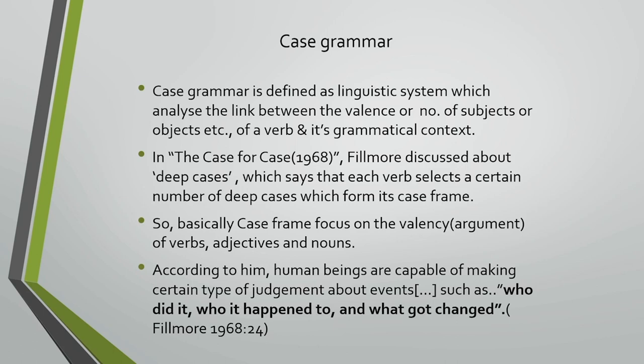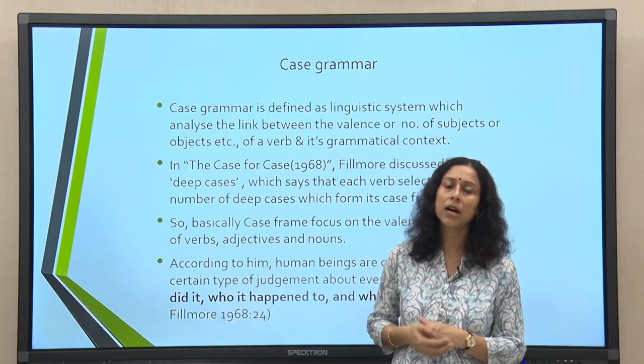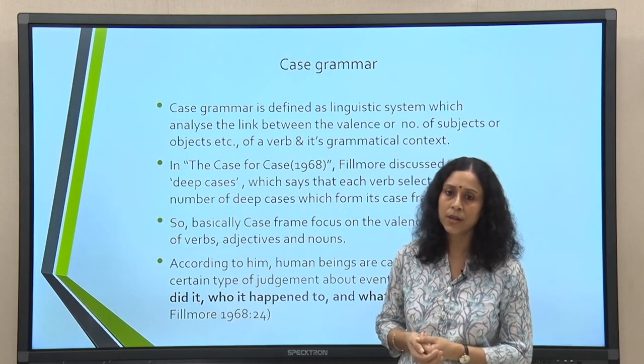Case grammar as proposed by Fillmore is somewhat like this. It is defined as a linguistic system which analyzes the link between the valence, that is the number of subjects or objects of a verb, and the way they are connected. We all know that there are transitive verbs, intransitive verbs and ditransitive verbs and so on. So, depending on how many objects and subjects a verb takes, and how the relationships between these categories, objects, subjects and verb, really work out, is what he is talking about.